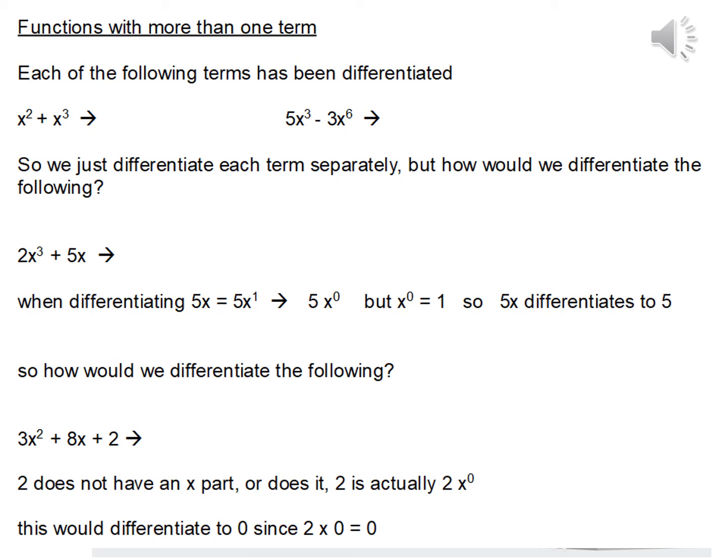What about this one here? 3x squared plus 8x plus 2. Well, 3x squared differentiates to 6x, 8x differentiates to 8, but what about the 2? Because 2 doesn't have an x part, so can I differentiate it?